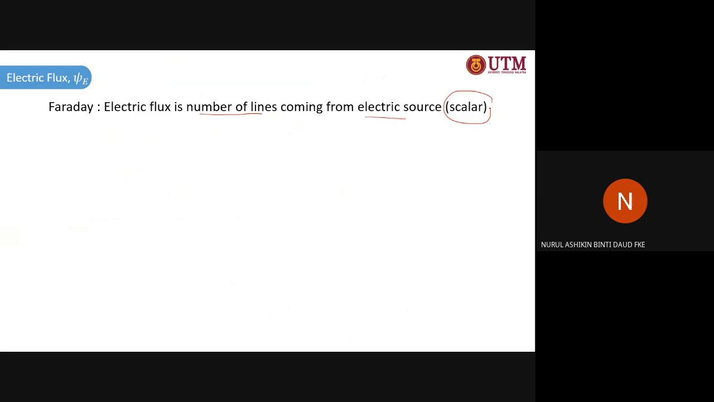Here is the symbol of electric flux. Based on Faraday, electric flux is a number of lines coming from an electric source. It is just a number of lines coming from an electric source without any direction. So electric flux is a scalar, represented in terms of scalar. It has only magnitude without any direction.